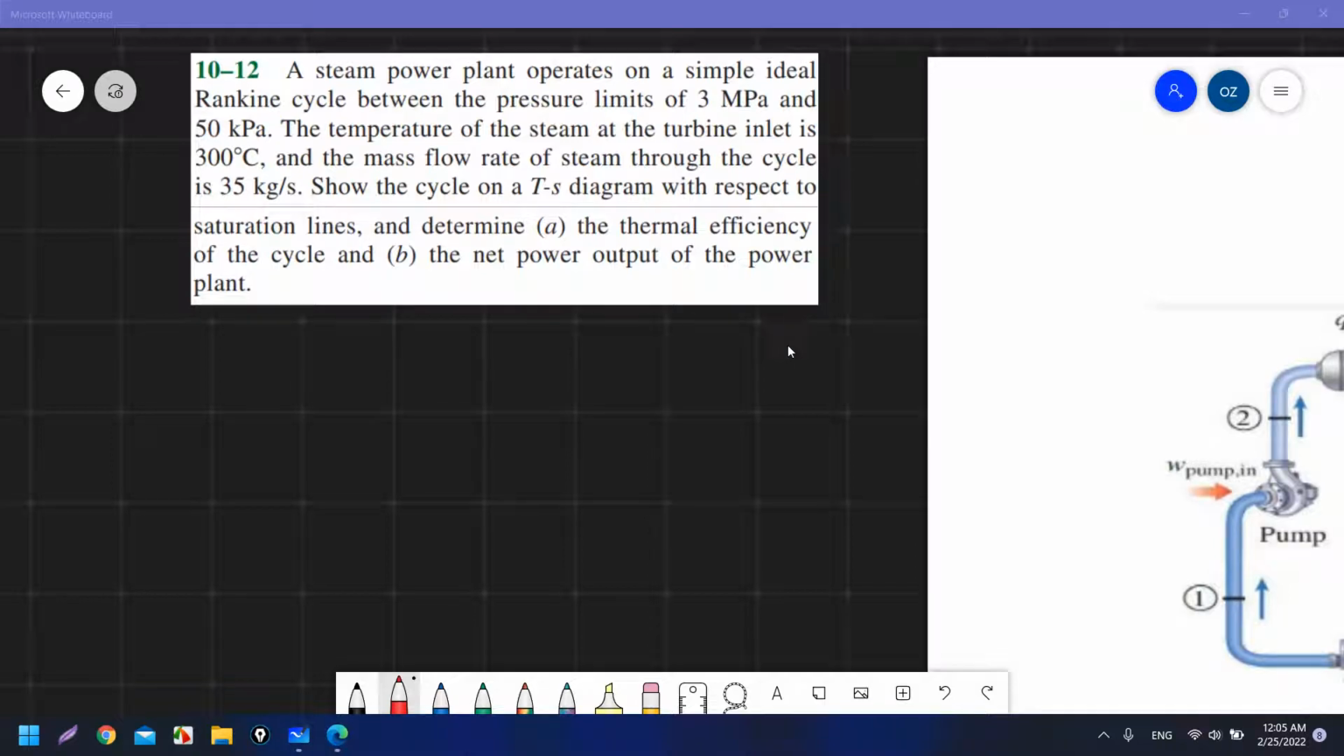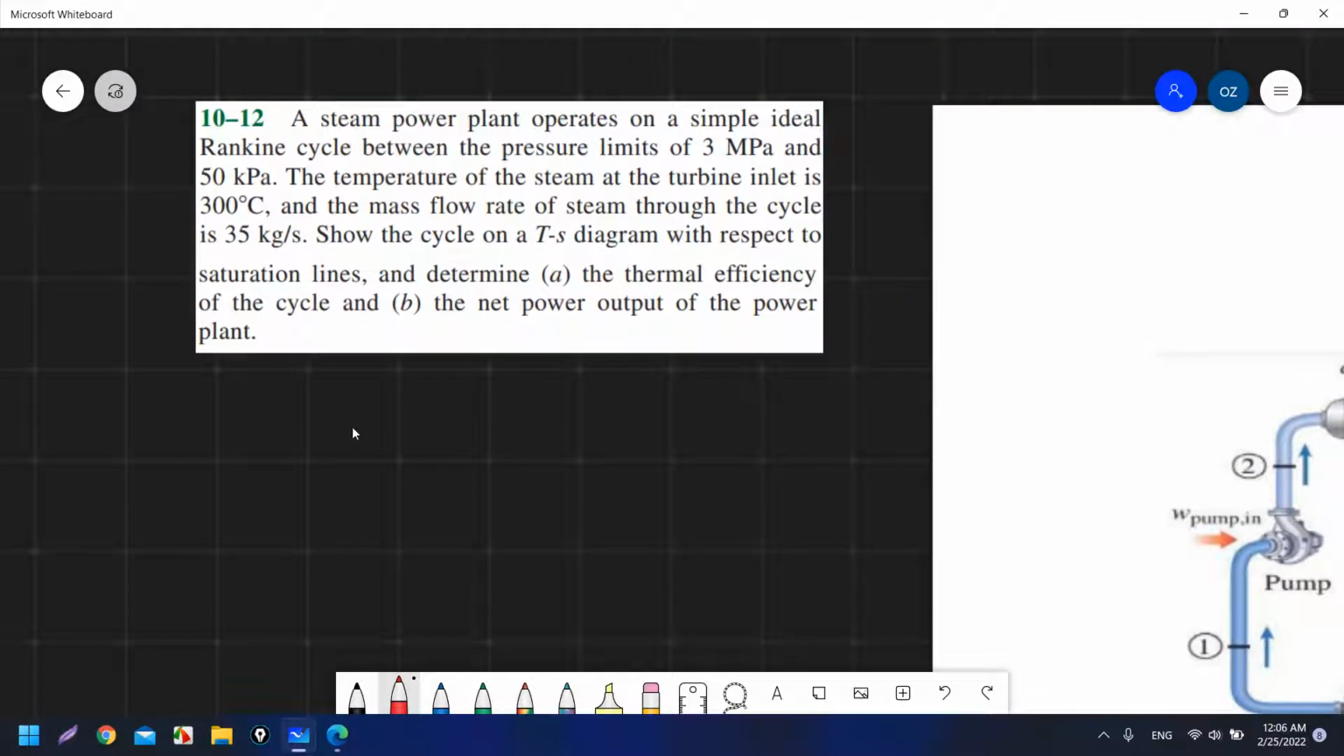Assalamu alaikum. This video inshallah will be the start of tutorial number 5. It will be about the Rankine cycle, especially the ideal Rankine cycle, in this video for chapter 10. Okay, let's start with this question.